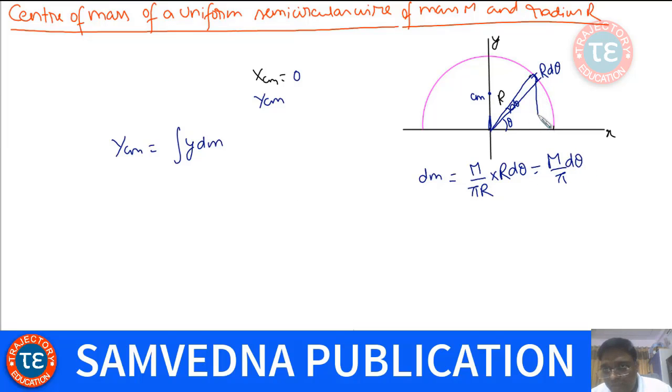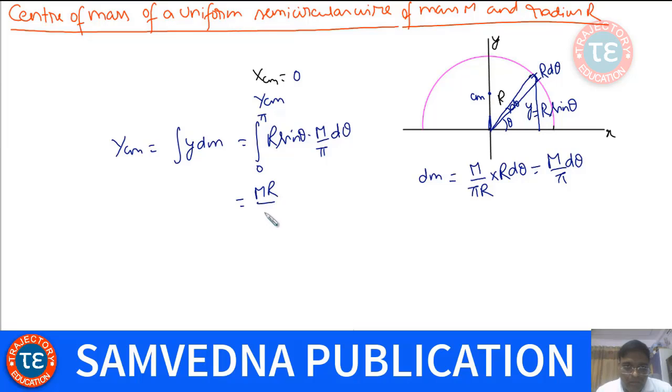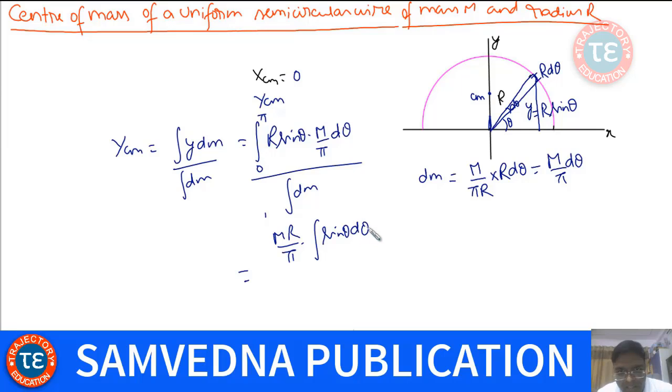And what's y? The distance of this dm from the x-axis. y is r sine theta, and your dm is m upon pi d theta. Getting the point? And theta goes from 0 to pi. So it is the integral of r sine theta times m upon pi d theta. I forgot to write the dm. If I take common factors, it is mr upon pi, sine theta d theta, and the integral of dm is m only, so m will cancel out.